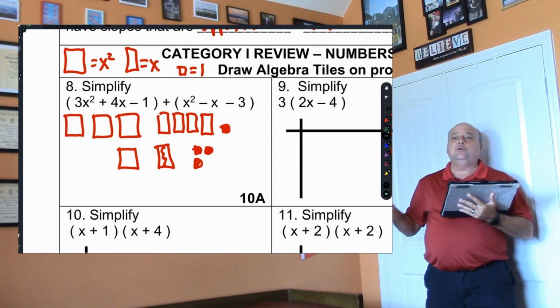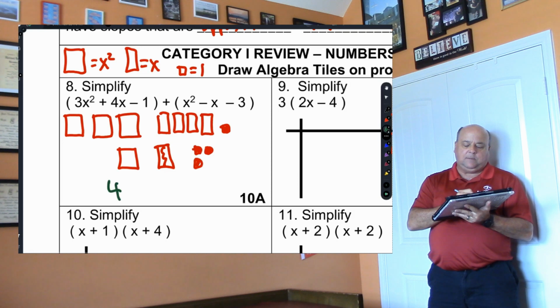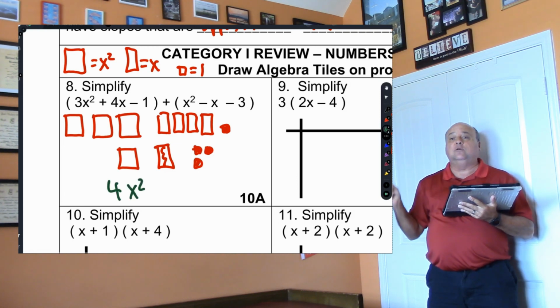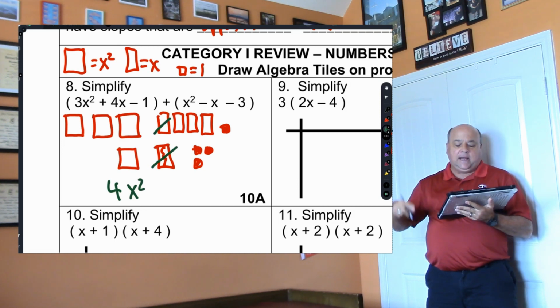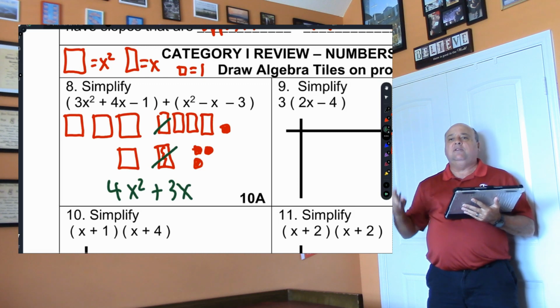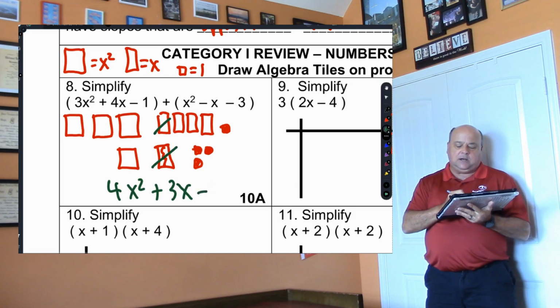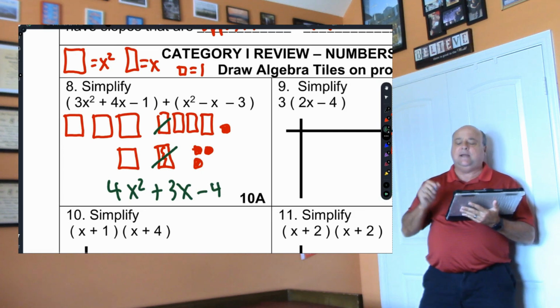Now then, all I got to do is group these up, piece of cake. I got 4 big squares, so that's going to be 4x squared. My rectangles are opposites, aren't they? So I'm going to scratch out a shaded and an open, and I have 3 open ones left, right? That's going to be plus 3x. And then I have 3 shaded, 1 shaded, that's going to be minus 4. So 4x squared plus 3x minus 4 would be that answer.